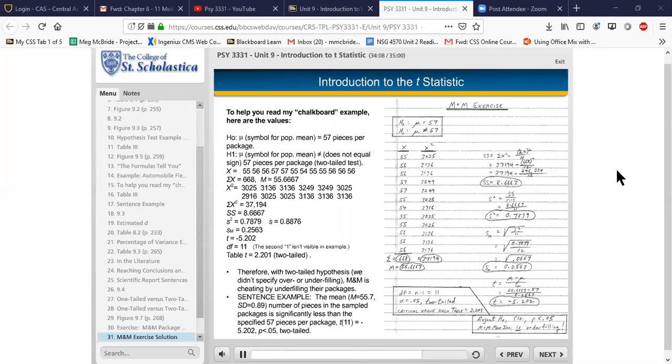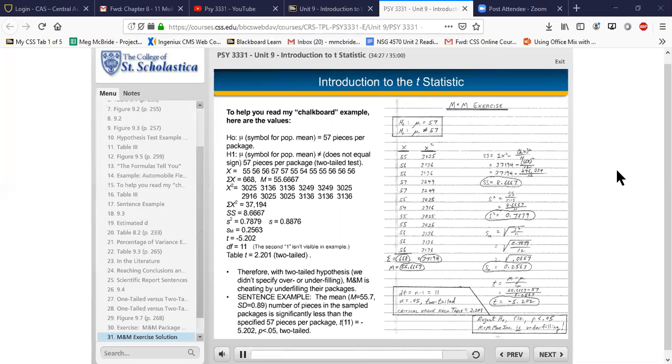In summary, with a calculated t that is in the critical region beyond the table t value, we reject the null hypothesis that stated there would be no difference. We rejected the null because our sample mean fell in a region of the t distribution that would be very unlikely to occur if the null were true.